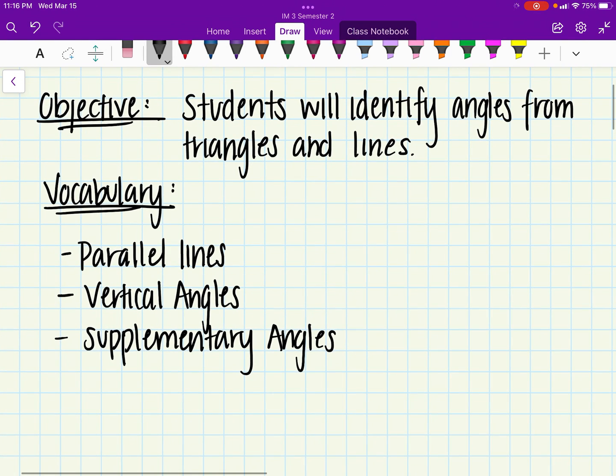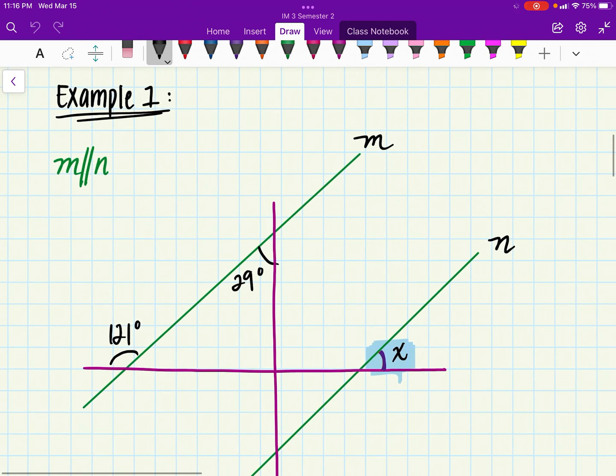All right, so for today's lesson, guys, we're going to be working with solving angles of intersecting lines. In this case, we have a couple of lines, and we want to see what the angles of those are. We do have to do some work to determine what those angles are. Let's start off with example number 1.